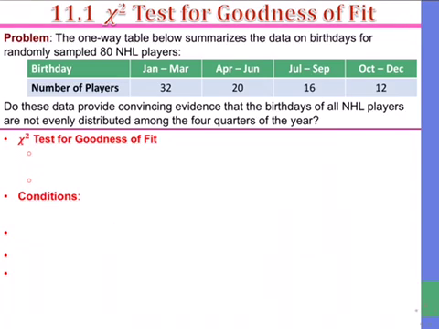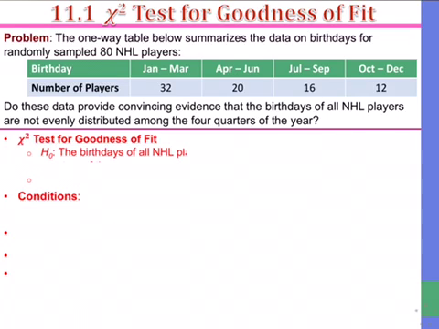What we're essentially doing in this case is we are trying to provide convincing evidence, rather, that maybe the quarters of the year have different birthday rates associated with them. I phrased that wrong, but go ahead and read the problem above. We're trying to find if there's convincing evidence that the birthdays of all NHL players are not evenly distributed among the 4 quarters. I really doubt they are. In the population, by the way, they're not evenly distributed. It's not the same per month, for reasons.